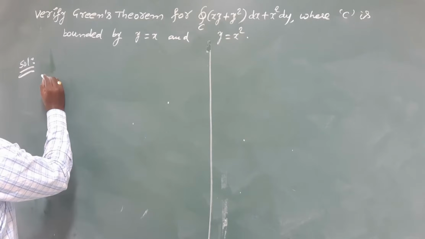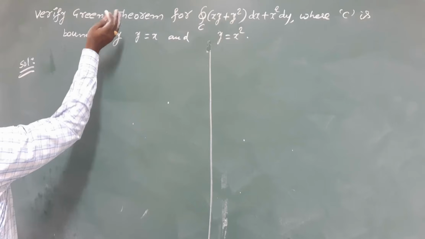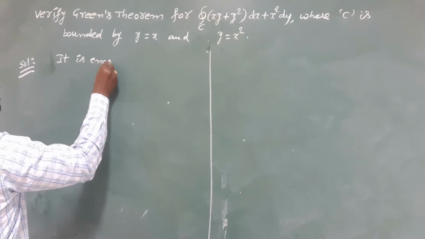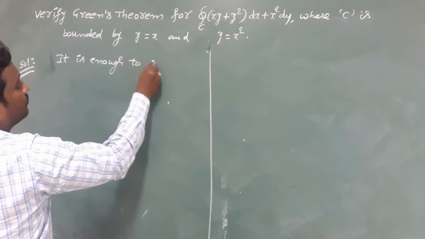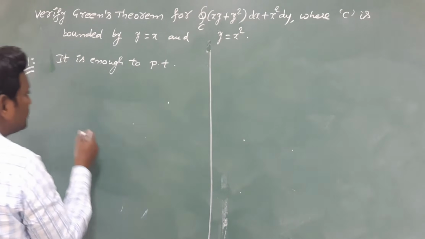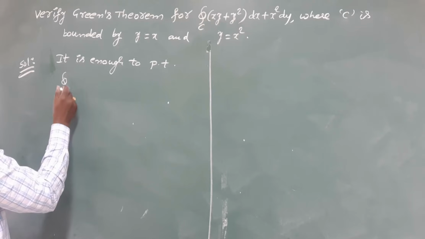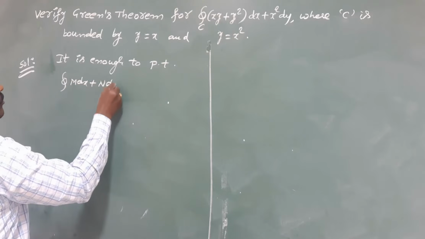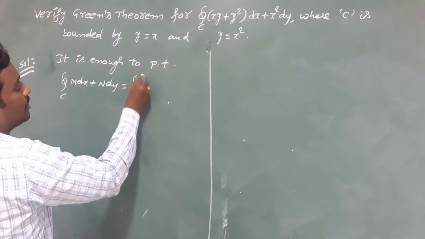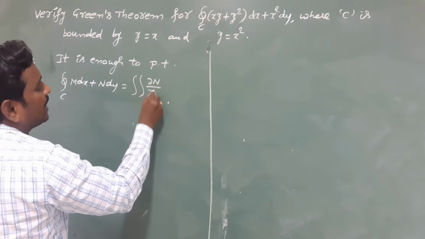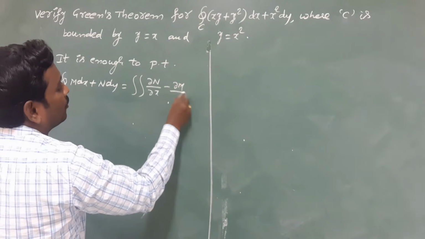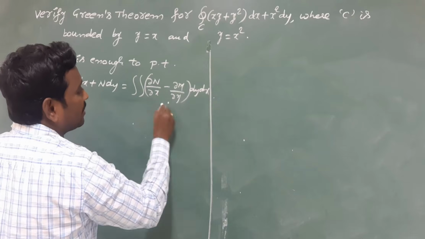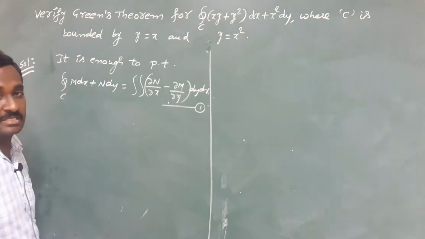Actually here we have to prove the statement of Green's theorem. So it is enough to recall what the statement of Green's theorem is. According to Green's theorem, the circular integral of M dx + N dy over C is equal to the double integral of (∂N/∂x − ∂M/∂y) dy dx. This is the statement of Green's theorem. We are going to prove this result.